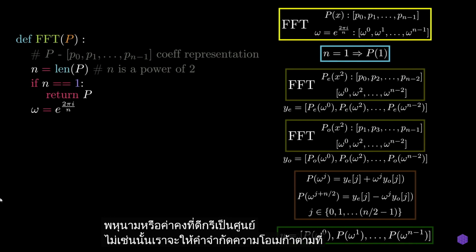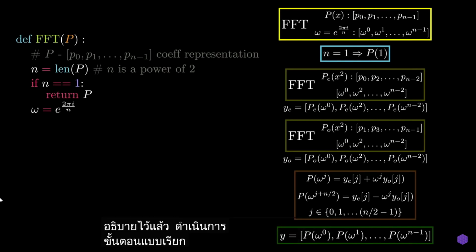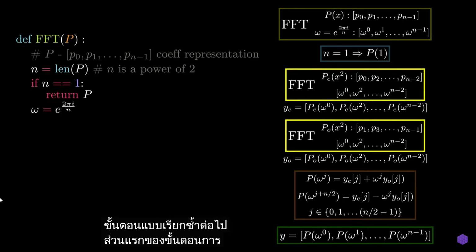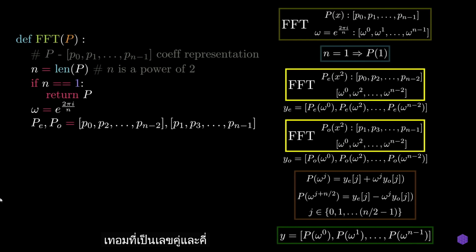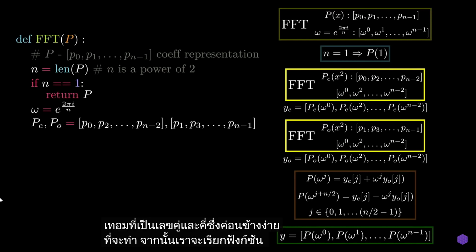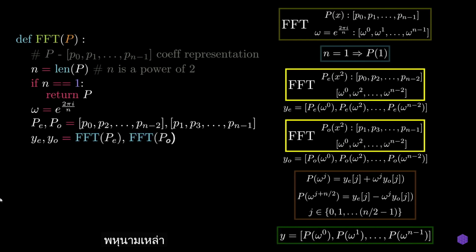Otherwise, we define omega as we have outlined and then proceed with the recursive step. The first part of the recursive step requires splitting the polynomial into even and odd degree terms, which is quite easy to do. Then we recursively call our FFT function on these polynomials that now have half the degree of our original polynomial. We denote the outputs as ye and yo as we have done in the outline.